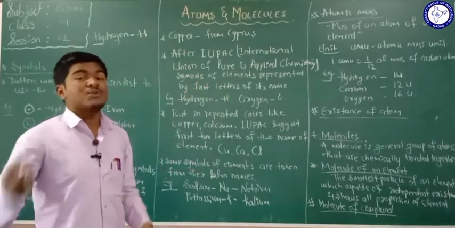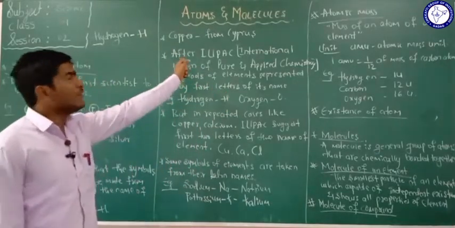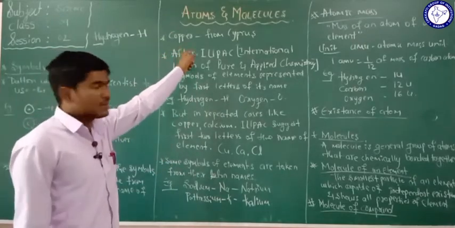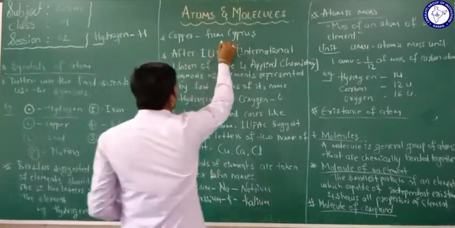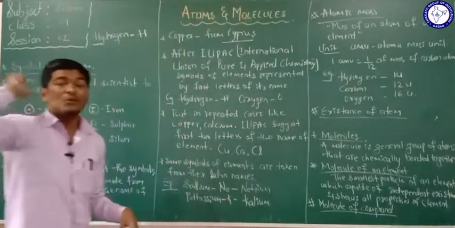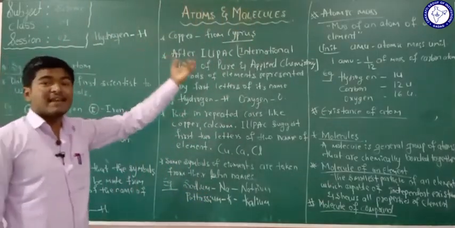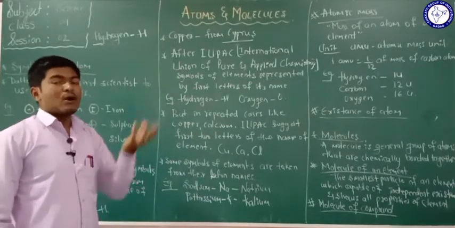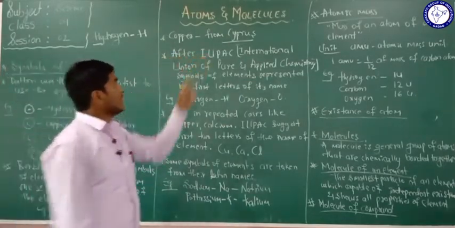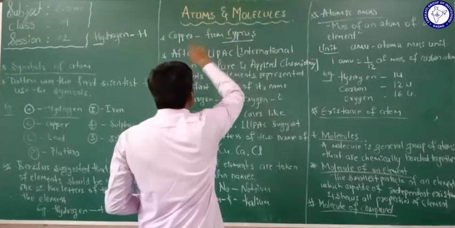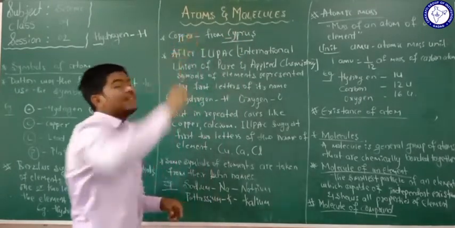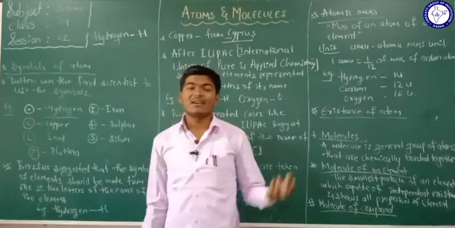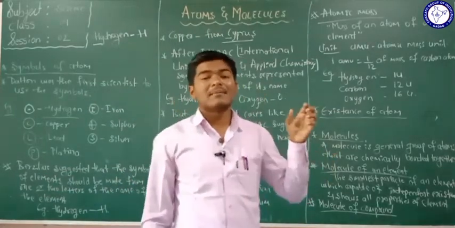The place where an element was first found, using the name of that place, they are going to give the symbols. For example, I am taking here copper. Copper was first found in Cyprus. So using the letters from Cyprus, they symbolize copper. Like that, Berzelius symbolized the elements of an atom.